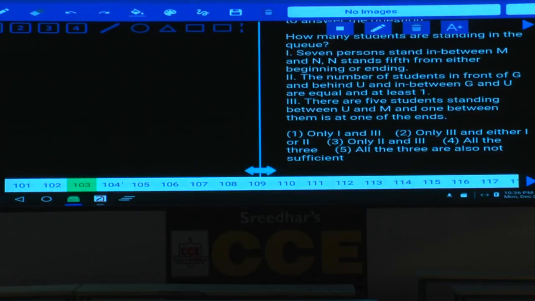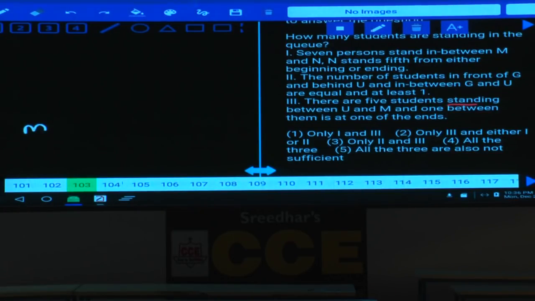Now tell me, with the help of statements 2 and 3, are we getting the answer or not? There are 5 students standing between U and M, and 1 between them is at one of the ends of the row. Now let us take M is at one of the ends of the row.